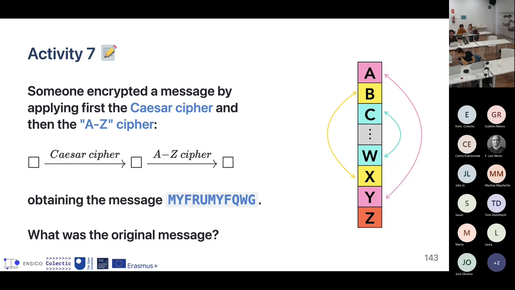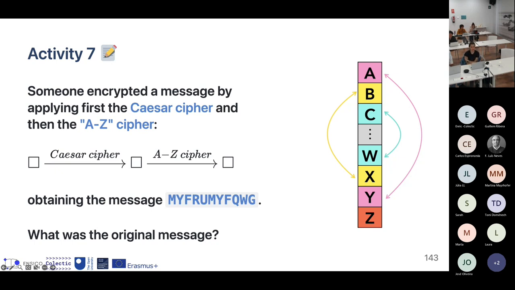But let's see if someone figures it out. Yeah, just a little bit. You only need to figure out what the third letter is and what the last letter is. Okay, so we already have the correct answer. Very good. The answer is mathematics.